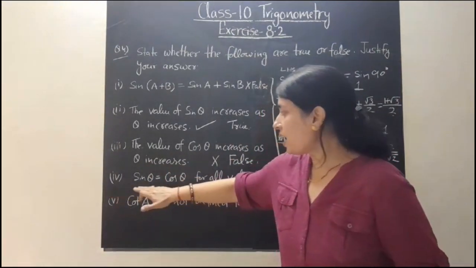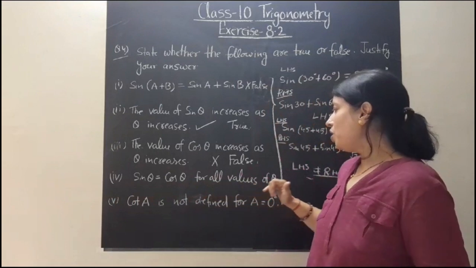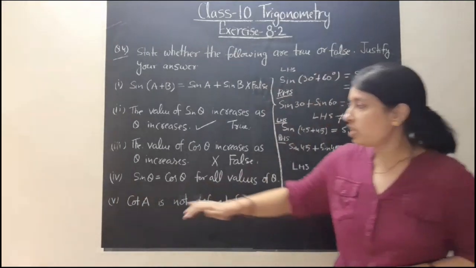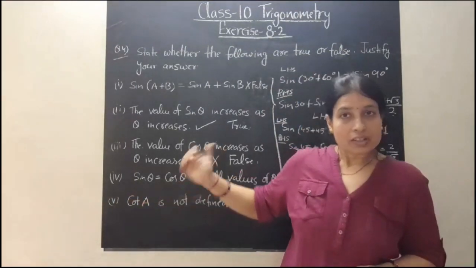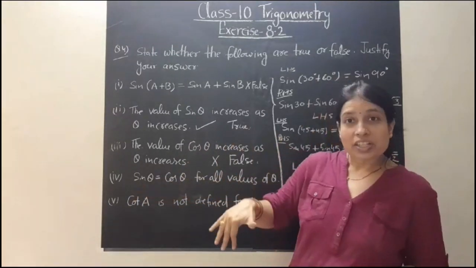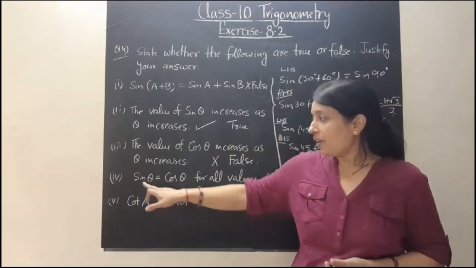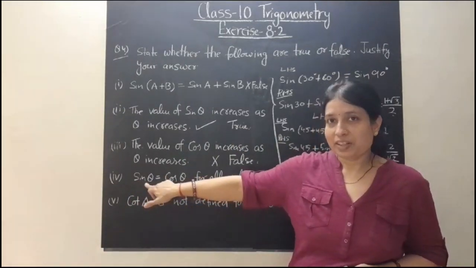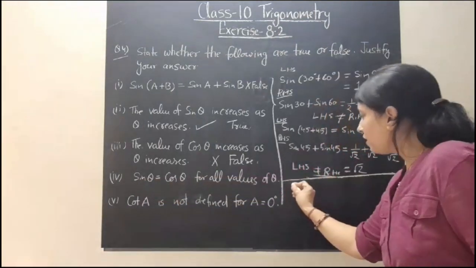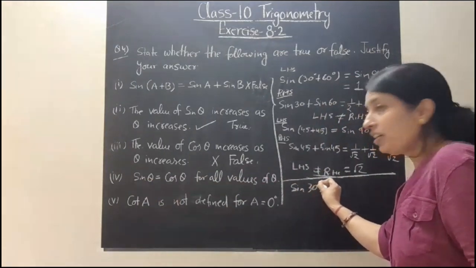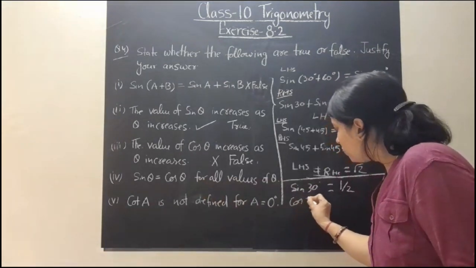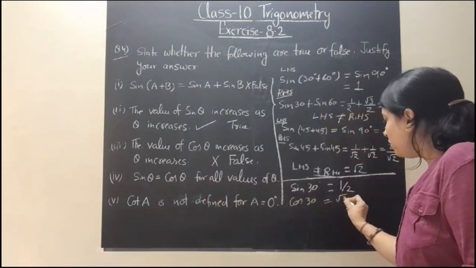Then fourth part is sin theta is equal to cos theta for all values of theta. It is true? No, it is also false. Why? Because sin 30 is equal to cos 30? No, sin 30 is equal to cos 60 and cos 60 is equal to sin 30. Let us see. Sin 30 degree is equal to 1 by 2 and cos 30 is equal to root 3 by 2.